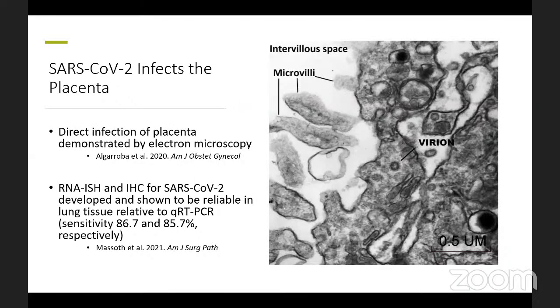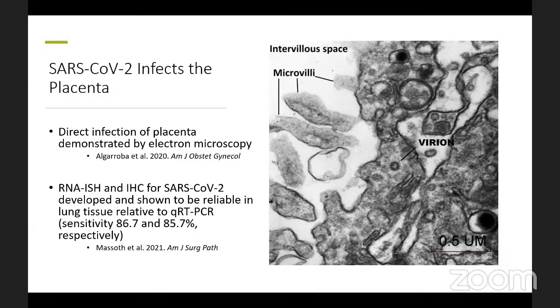And then came a major study that showed that the placenta could be directly infected by SARS-CoV-2. This was done first through electron microscopy, and this is just a picture from this paper by Algaroba et al. back in 2020 that actually showed infection. You can see the viral particles here in this photo, infection by the virus of syncytiotrophoblasts.